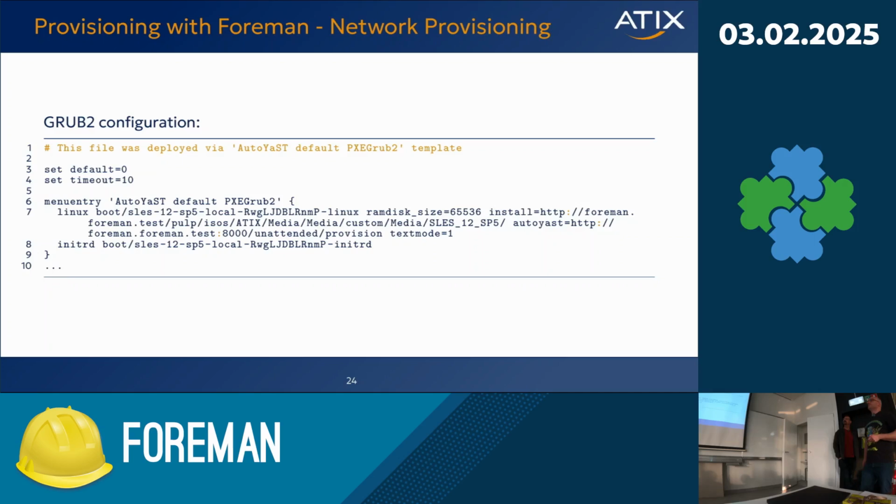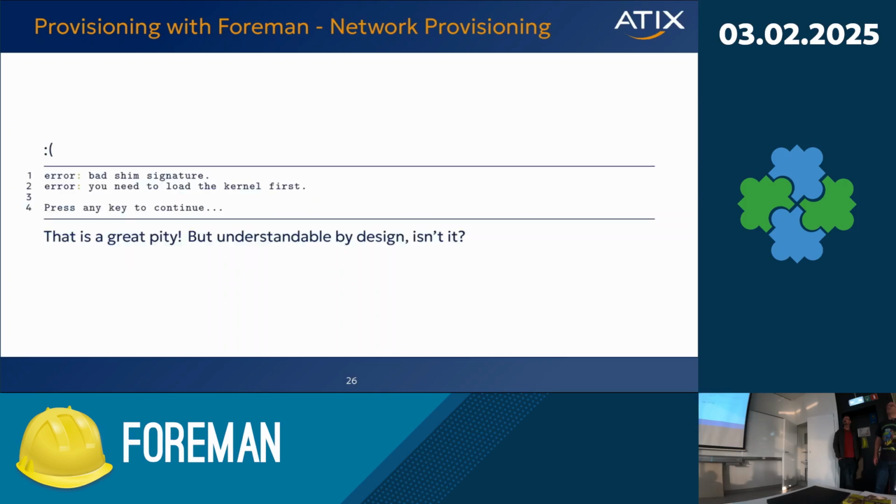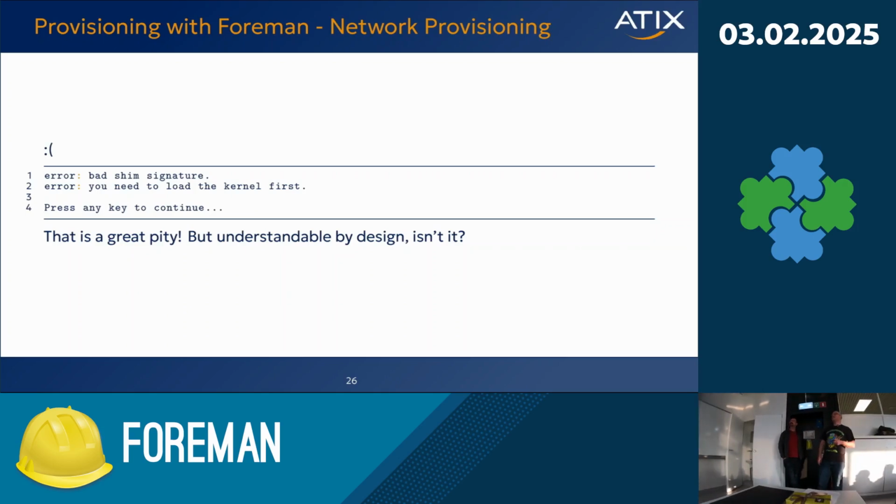Here is an example of the grub configuration. The kernel is specified and the init.rd is specified. And then the grub, and here we talk about the Alma Linux grub, boots the kernel. Now in this example we are running on a SUSE host, and you can imagine this will not work. We have Secure Boot enabled. Sorry, I won't boot your system.